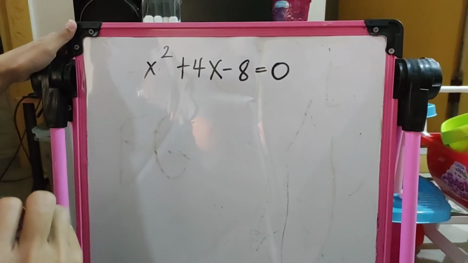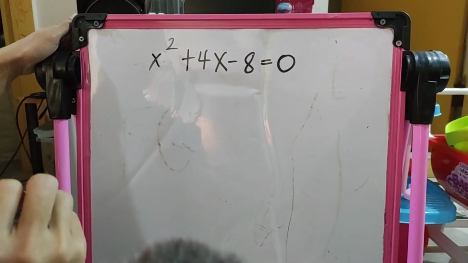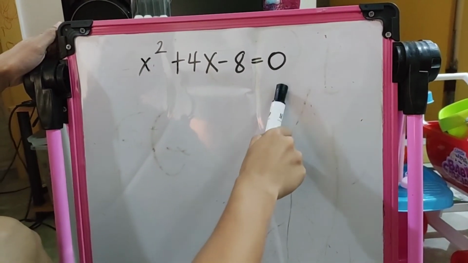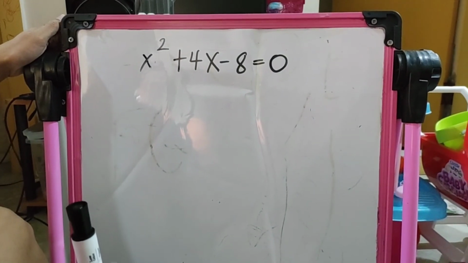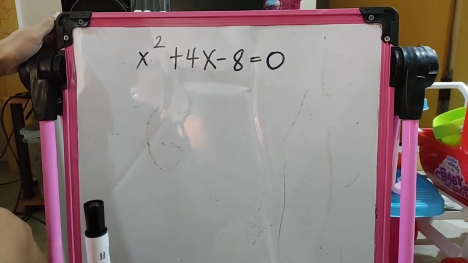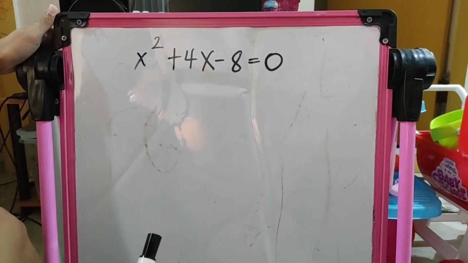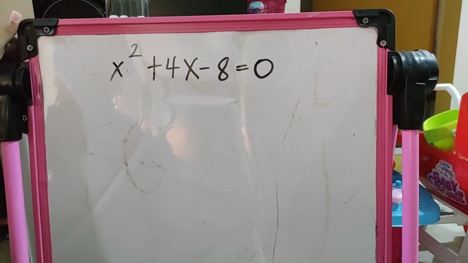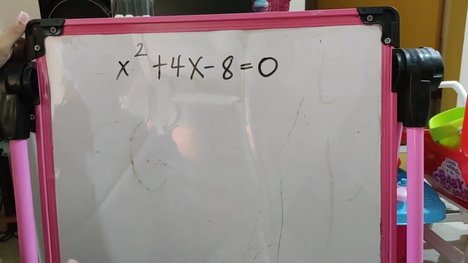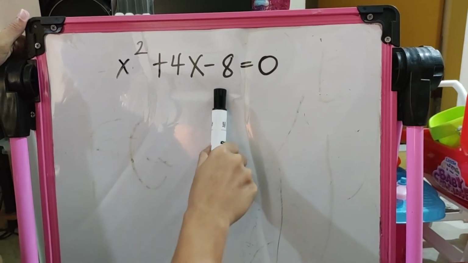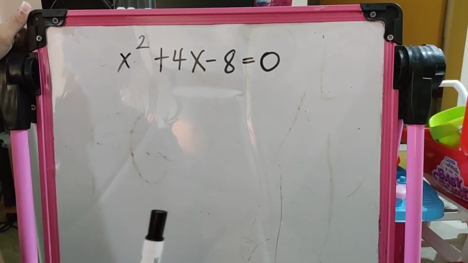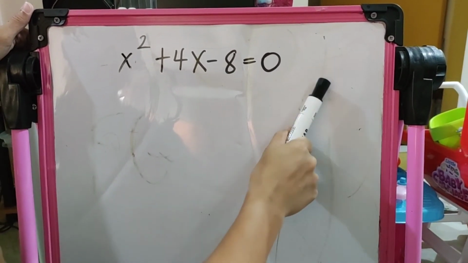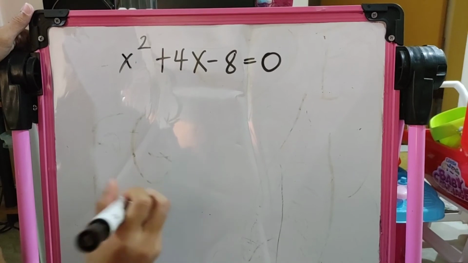Our next example is x squared plus 4x minus 8 is equal to 0. So again, make sure that the right side of the equation is equal to 0. If not, simplify it by combining it on the left side of the equation. But since it's 0, let us proceed now to our next step. So, we will use the addition property of equality by adding 8 on both sides of the equation, or we will use the transposition method wherein we will just transfer negative 8 to the right side of the equation, making it a positive 8.